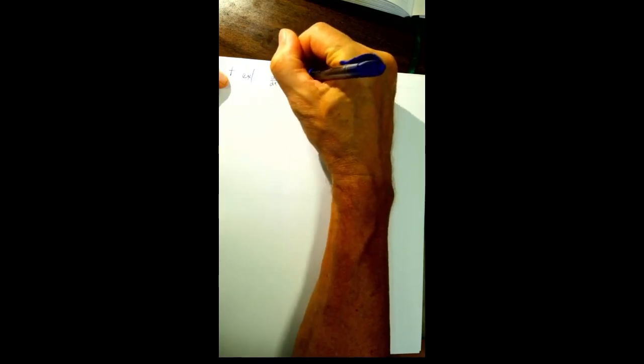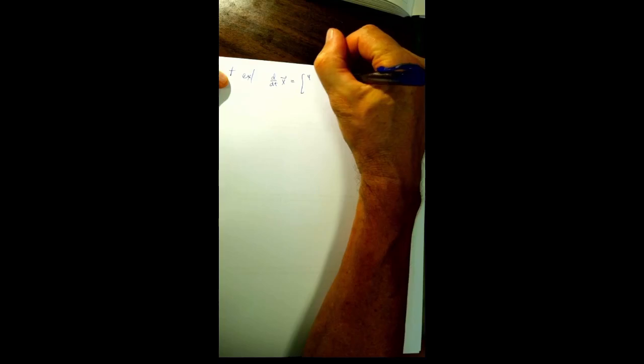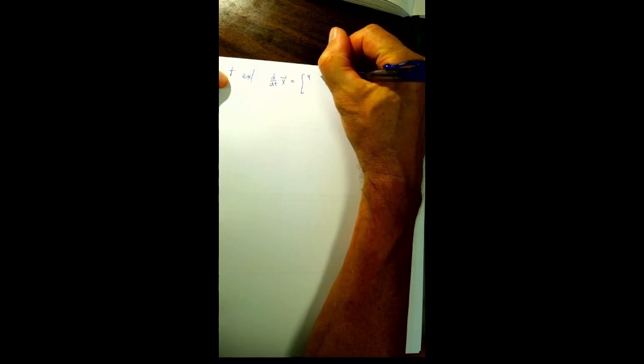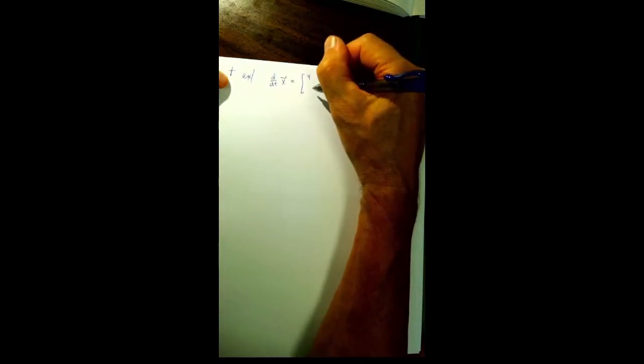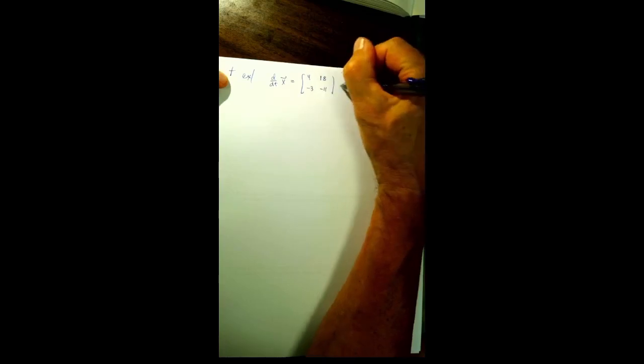Okay, well, we've seen the definition of eigenvalues, so now we're just going to go through and do some examples. For the first example, suppose I have the derivative of a vector equal to the matrix A, with rows 4, 18 and minus 3, minus 11, times x. And we're going to try to find the eigenvectors and eigenvalues.